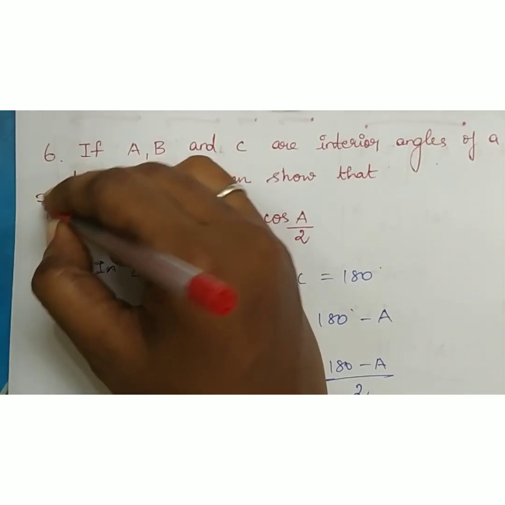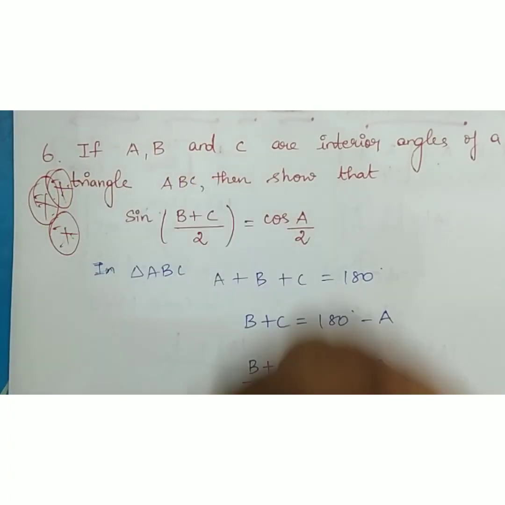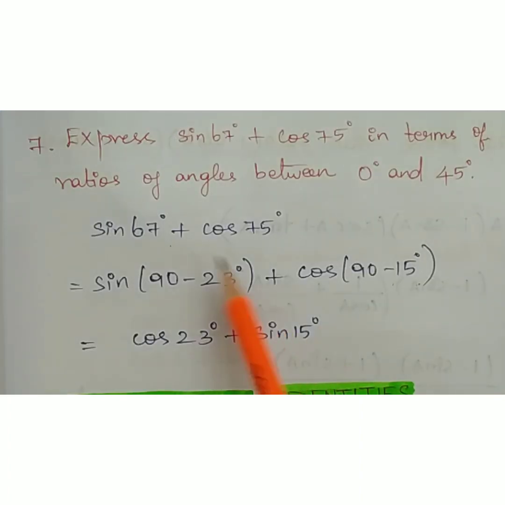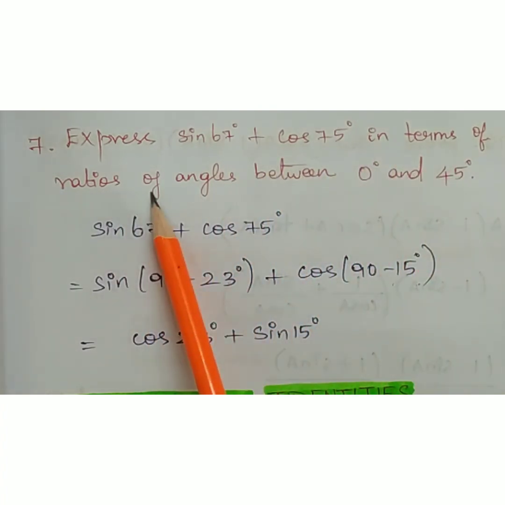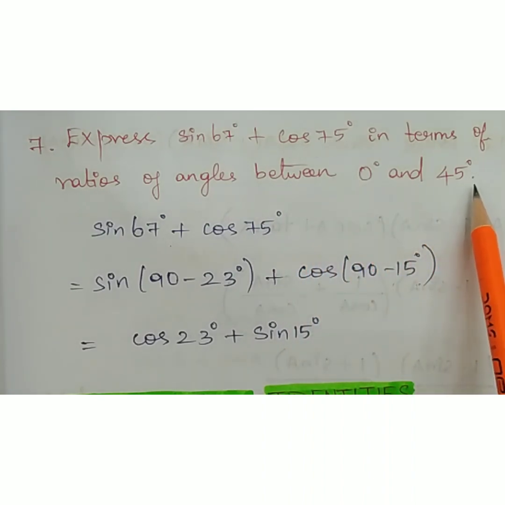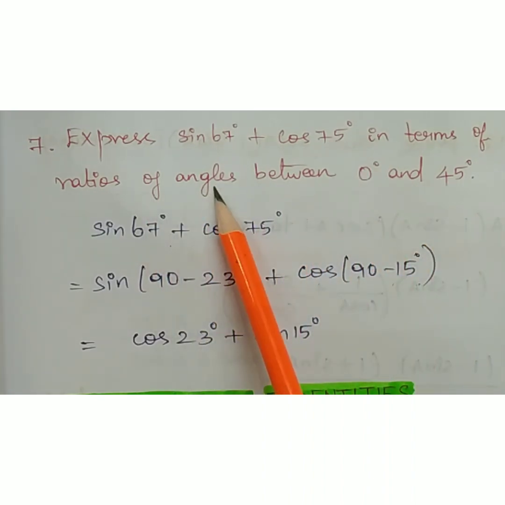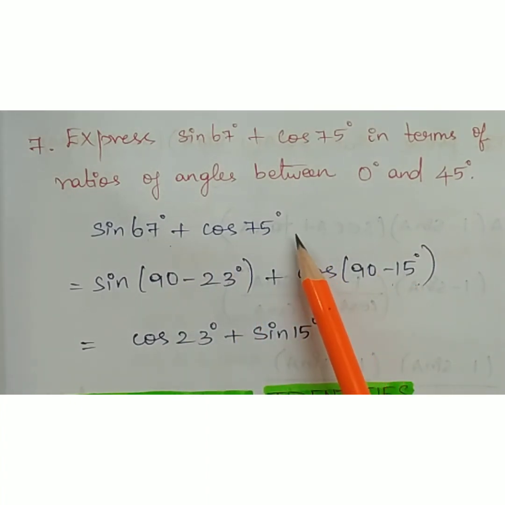This is a very important question, often repeated in the examination point of view. Seventh sum. Express sin 67 plus cos 75 in terms of trigonometric ratios of angles between 0 degree and 45 degree. So you have to express the trigonometric ratios of angles between 0 and 45. So the given thing is sin 67 plus cos 75. So 90 minus 23 is 67. In the same way, 90 minus 15 is 75.